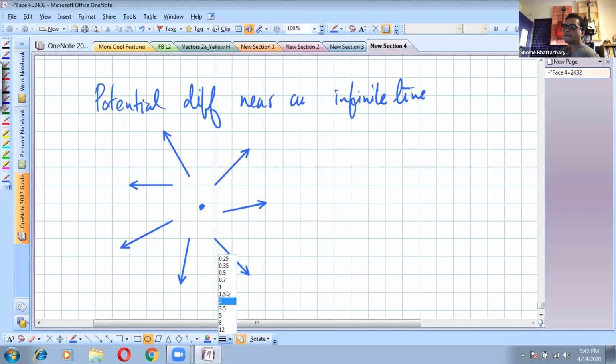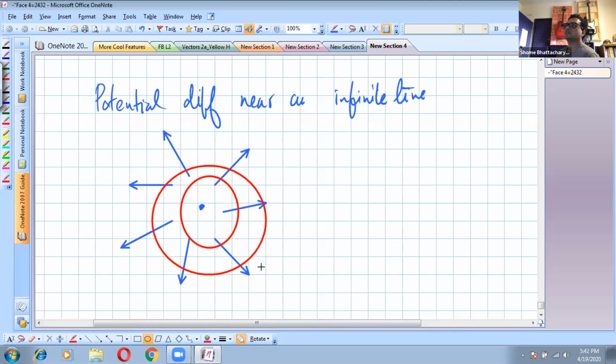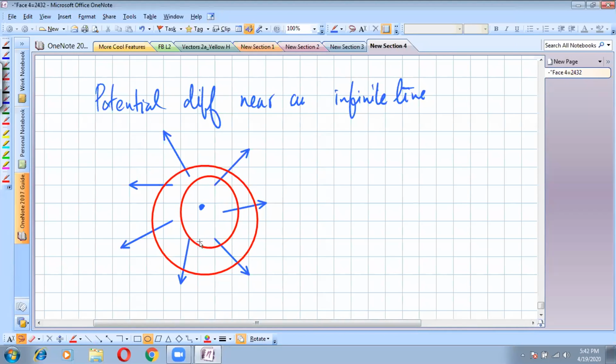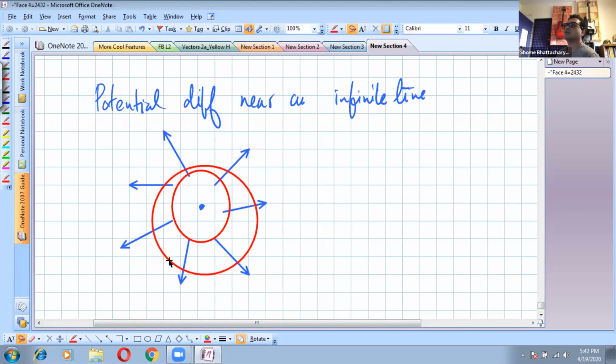You following my point, people? For an infinite line of charge, what do equipotential surfaces look like? They look like circles. I mean, they look like cylinders. Arman and Kritika, is this correct? Is this clear? Yes, sir.